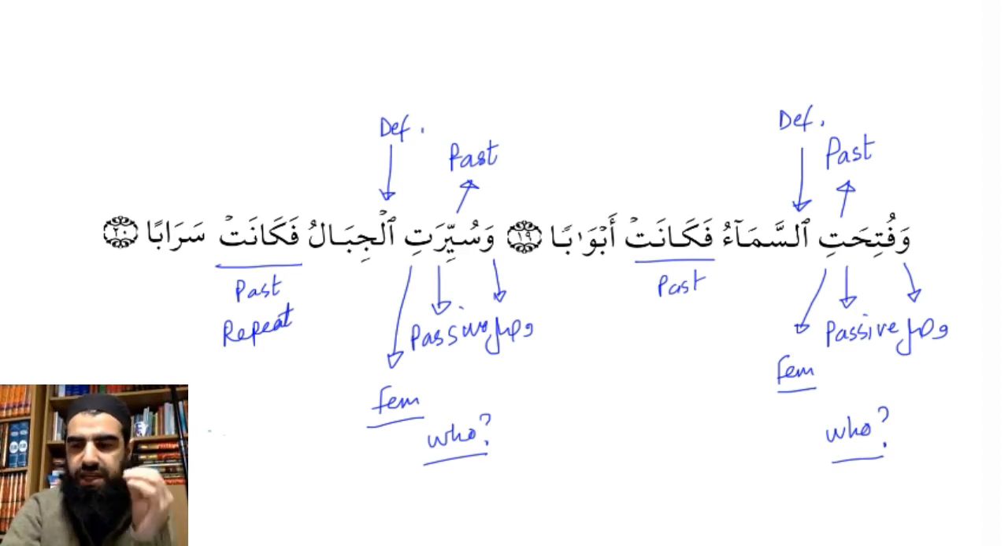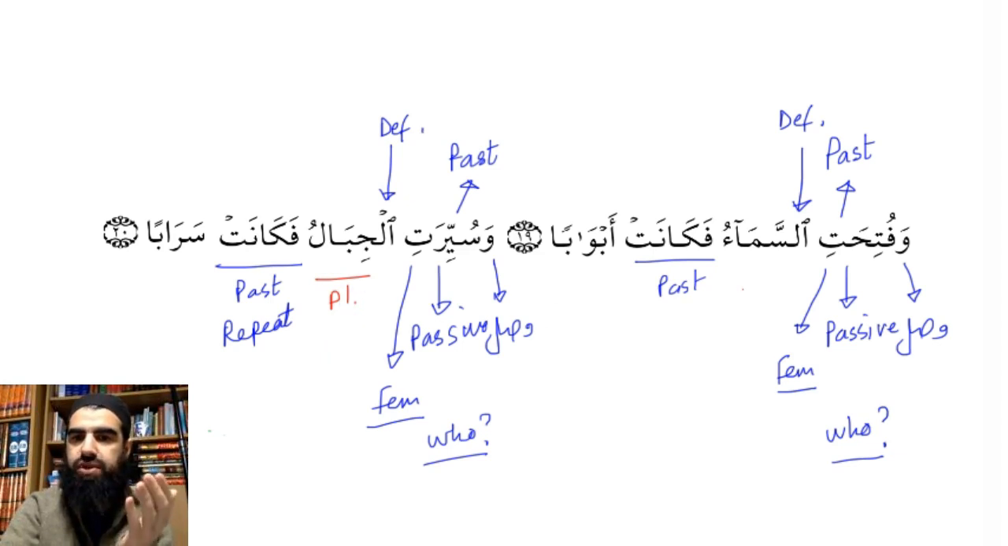Is the repetition there to repeat something so that it sticks in your head? Is it there to make you ponder more? Is it there because it's fitting the pattern? Or maybe all of them? Anyway, then we have the next word, which is jibal.